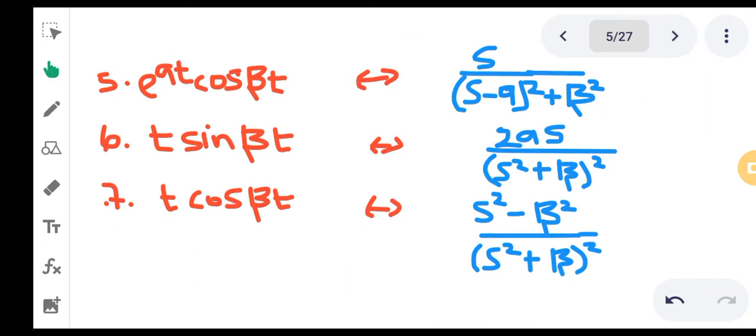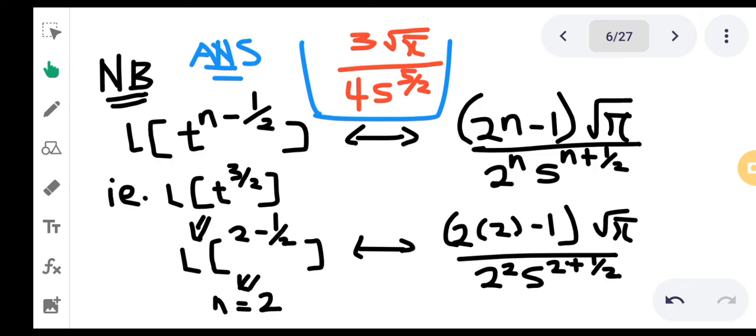This is some of the Laplace theory we need to know. The same thing whenever you have t multiplying sine beta t, it's just 2 beta s over s squared plus beta all squared. Okay, so just note them. Just note them. So they are there. We always or normally use them. Okay, so thank you very much.